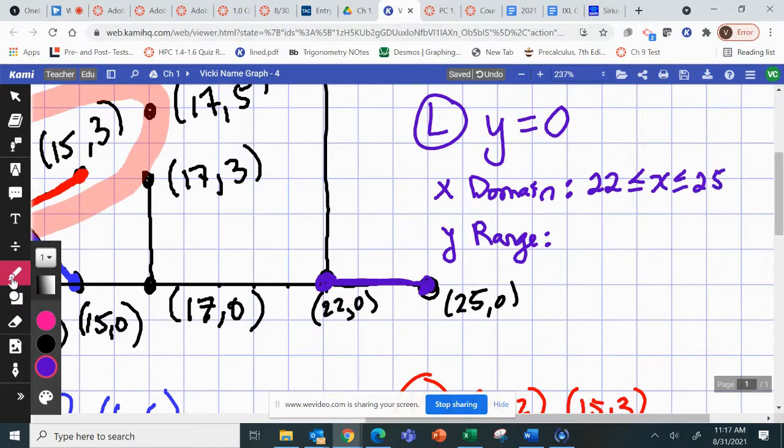Very good. So if you couldn't hear him, he was a little quiet. He said 22 less than or equal to X, less than or equal to 25. So we're using those X values. We're going least to greatest. And then the range. 0. I don't just put 0 though. No. 0 is part of it. Just Y equals 0. Yeah. Because the Y values are 0.